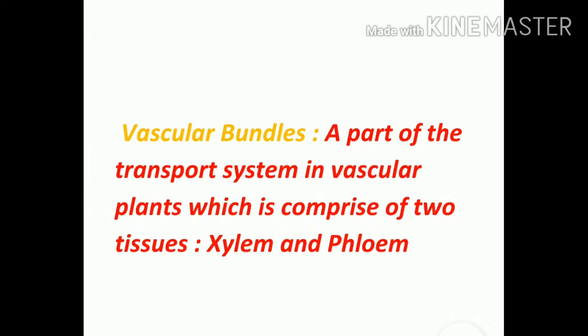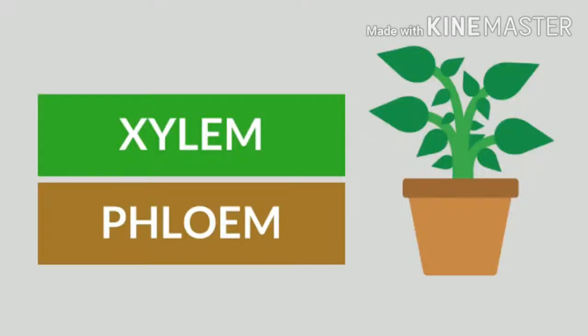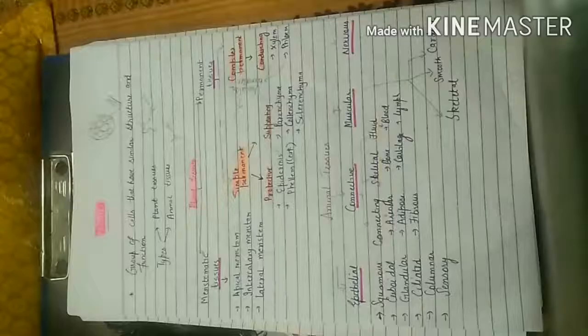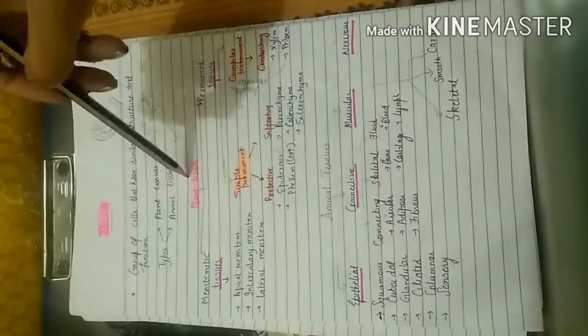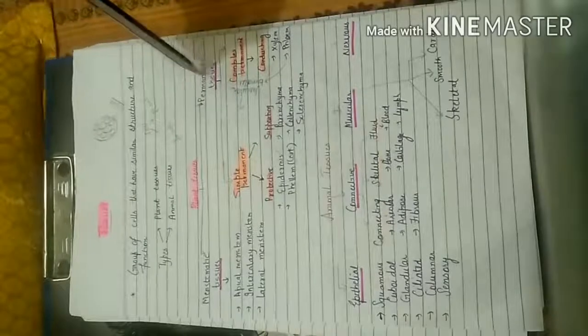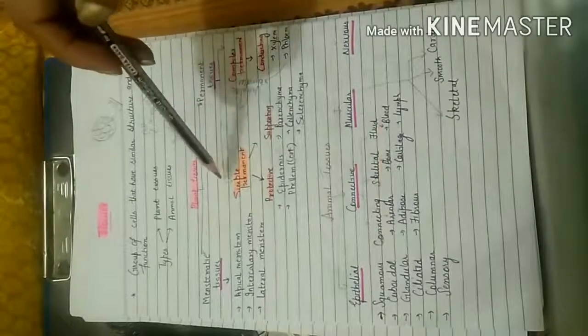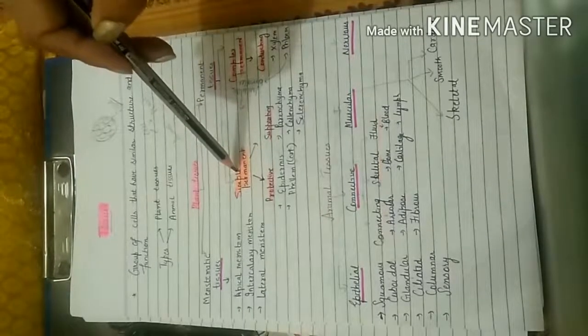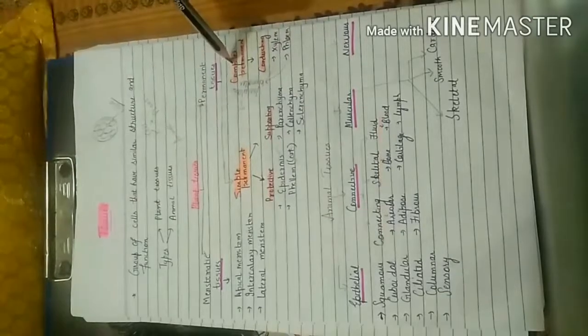So, now you should know what xylem and phloem are. These are plant tissues. We know plant tissues are made up of plant cells. Plant tissue is divided into two types, meristematic tissue and permanent tissue. Permanent tissue is further divided into two types, that is simple permanent and complex permanent.